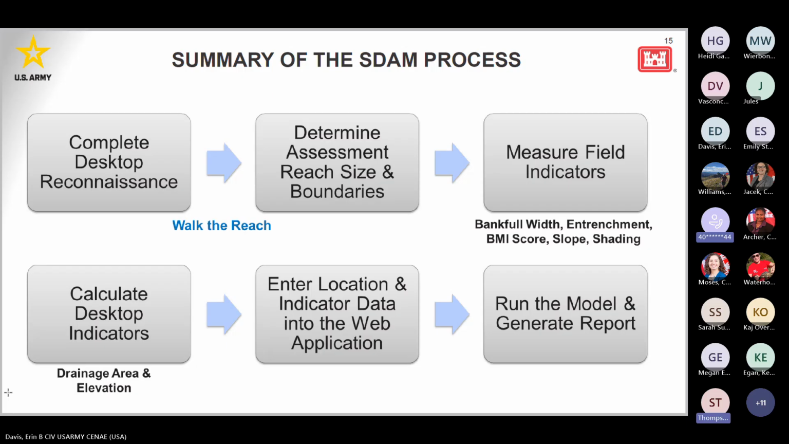Then that information is brought back and another desktop evaluation is done utilizing other desktop indicators of the site, including finding the drainage area, which can be done through applications like StreamStats. We want to know if normal weather, typical weather patterns were occurring during the day of field collection. So we may use that antecedent precipitation tool, as well as we would want to know the site elevation.